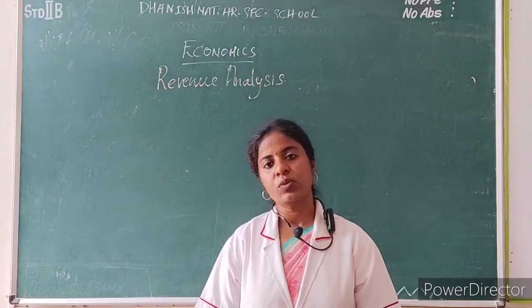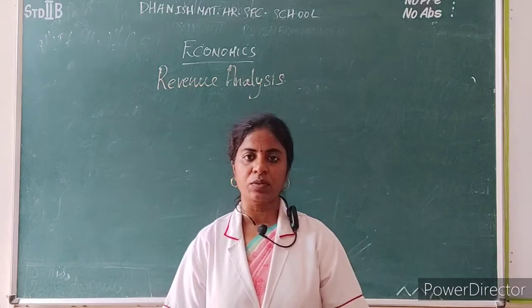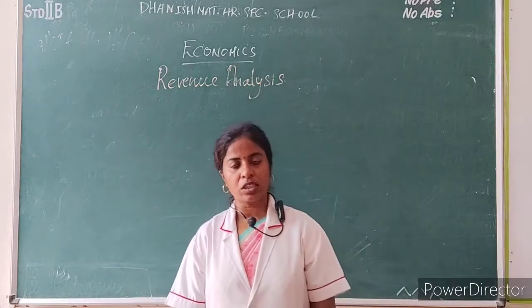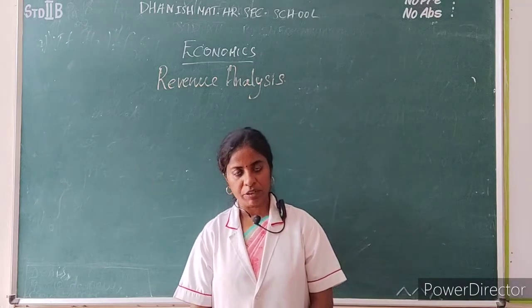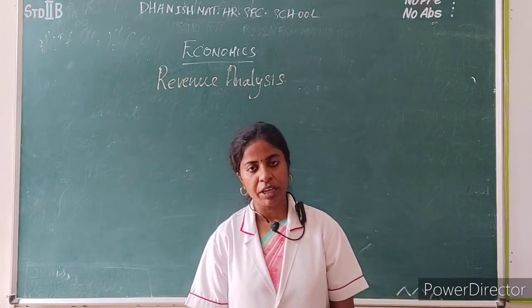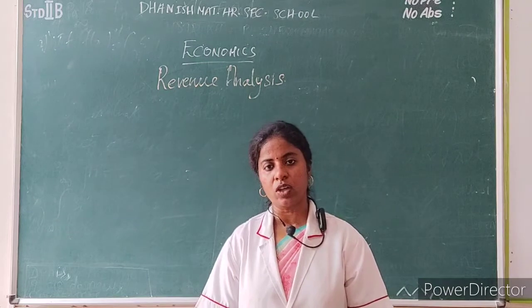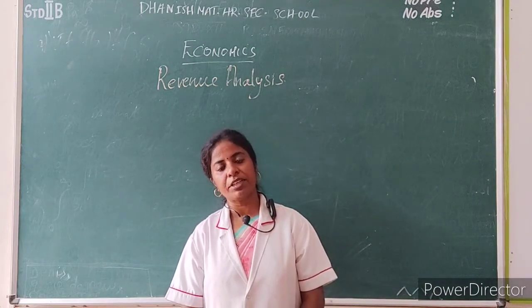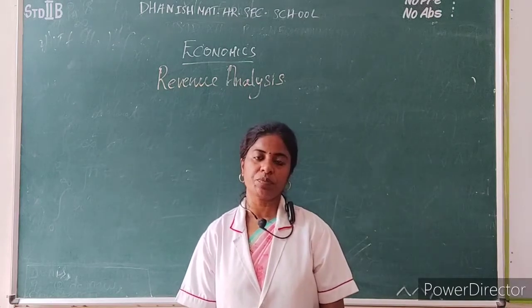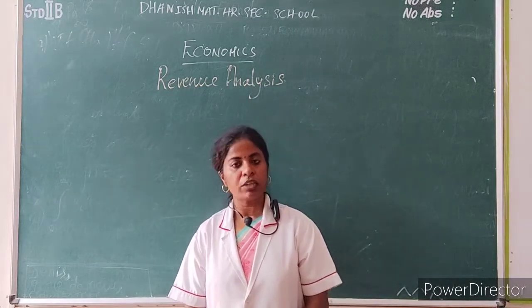Okay. Next we saw about the short run cost curve. So under short run cost curve, we saw about the total fixed cost, how to find the total fixed cost, how to find the total variable cost, how to find the total cost. Then how to find the average fixed cost, average variable cost and average cost. Then we saw about the marginal cost.